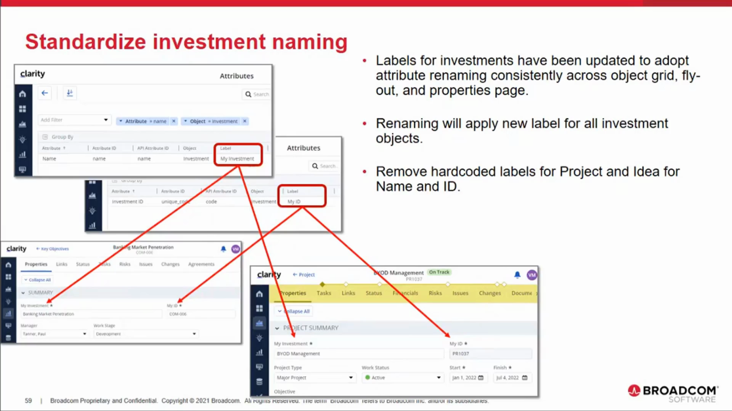We have standardized the names for projects, ideas, and custom investment types, and we've provided the ability that if you rename the name or ID using the attributes for the investment, then that will be reflected in the properties and everywhere else for these respective objects.